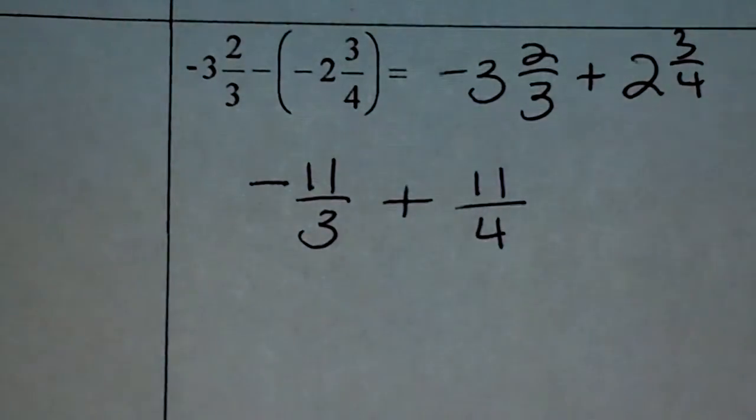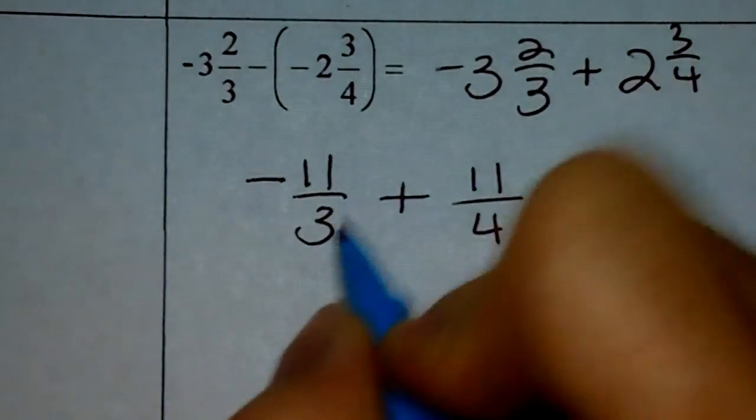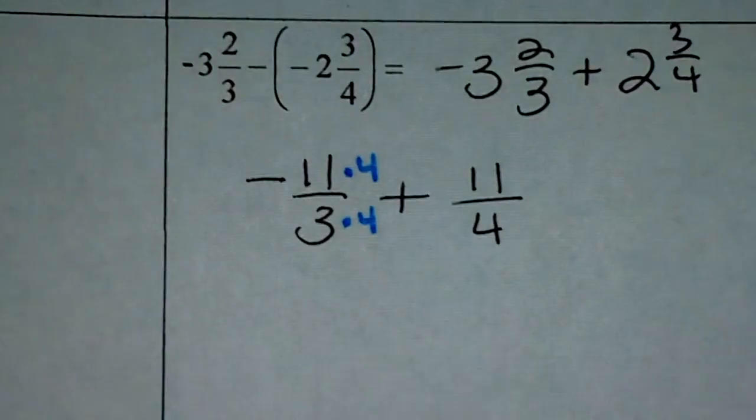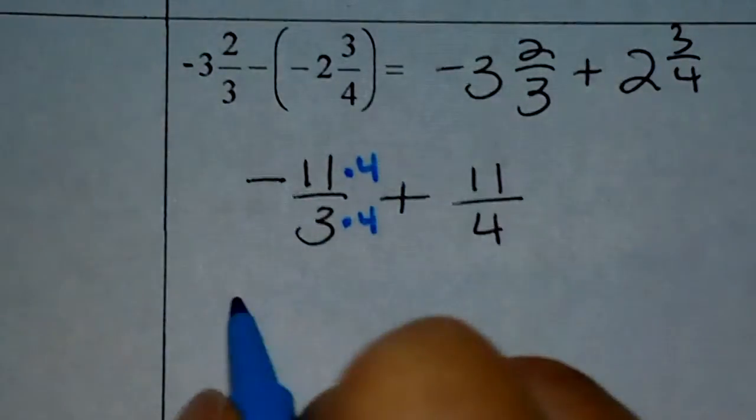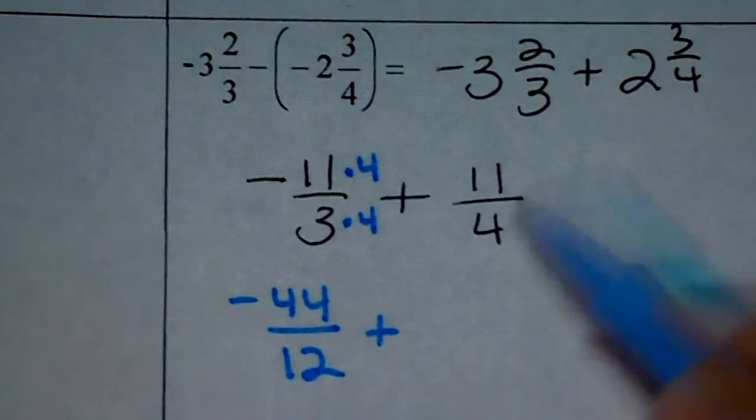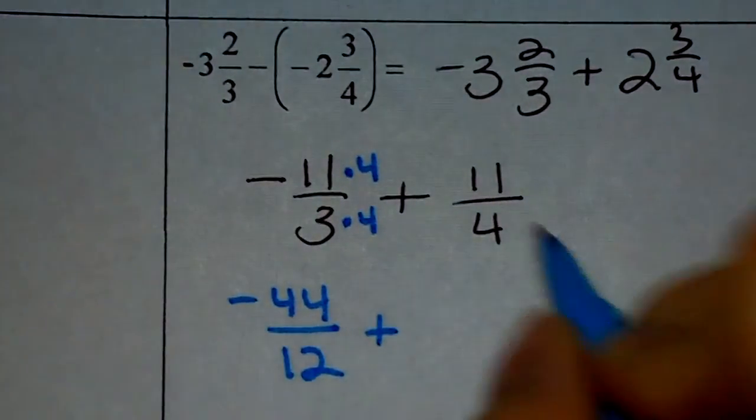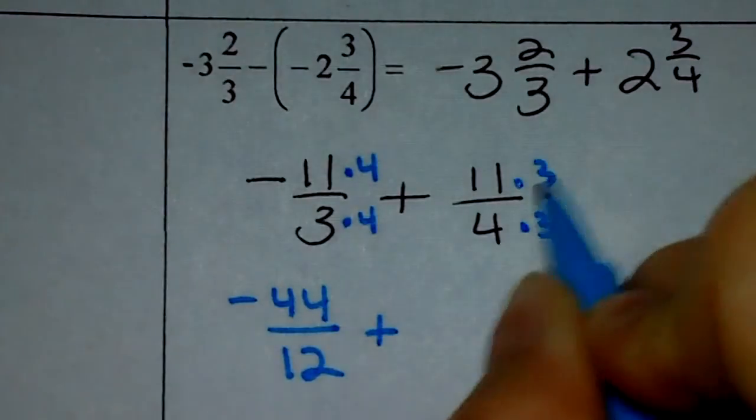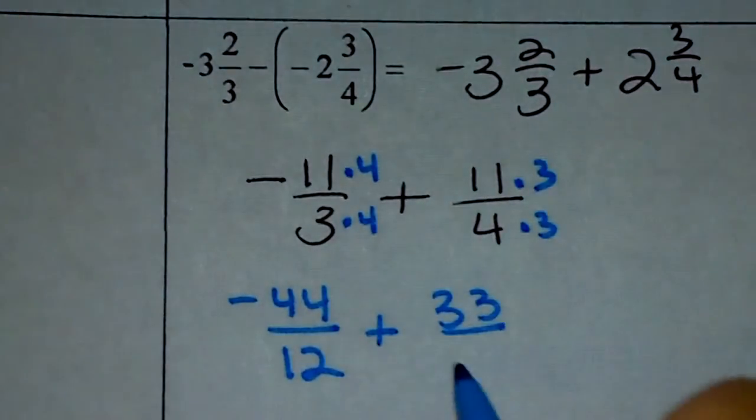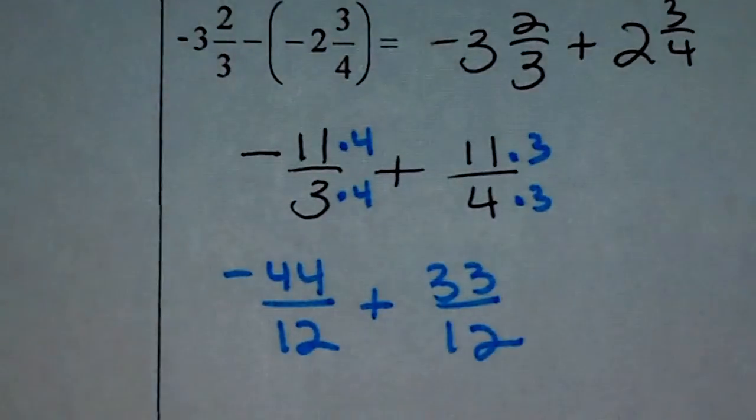So to change this first one into 12ths, I can take 3 times 4 to get 12. That means I need to multiply the numerator by that as well. So negative 11 times 4 is negative 44, and 3 times 4 is 12. To change 11/4 into 12ths, I need to multiply those both by 3. So 11 times 3 is 33, and 4 times 3 is 12. Now we have a nice common denominator, right? That's what we were looking for.